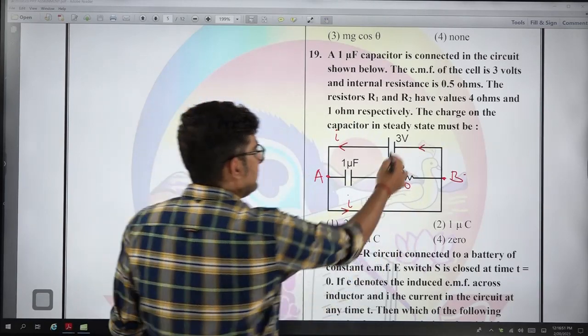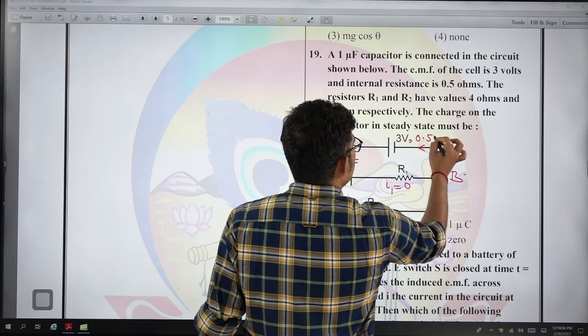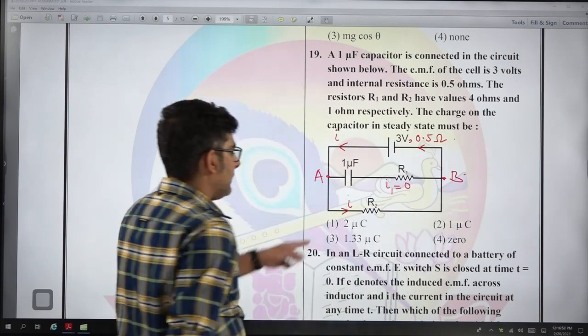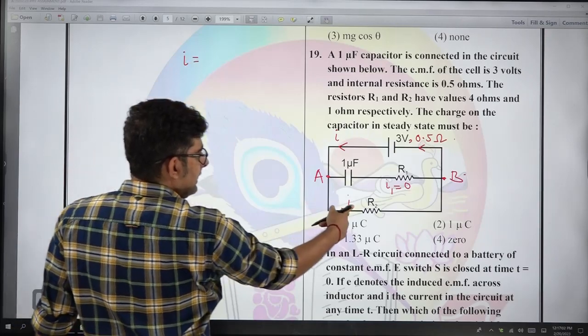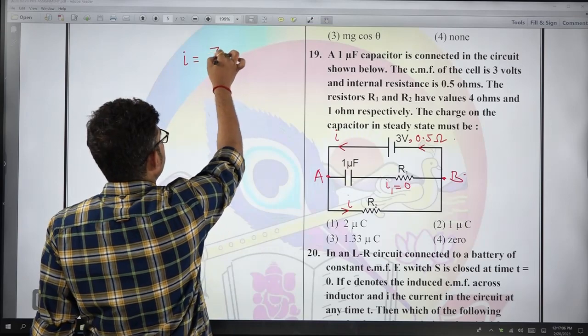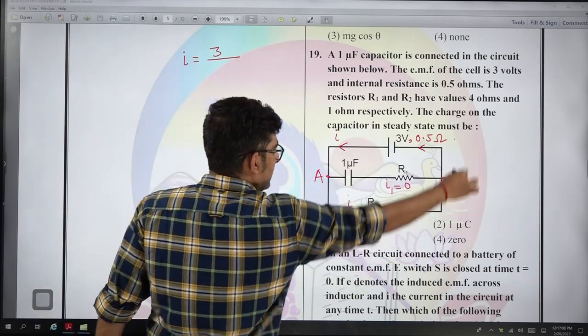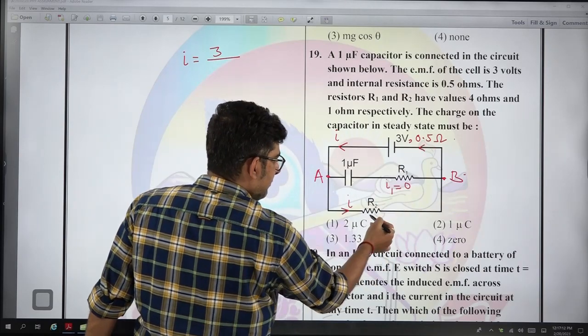That means whatever current is coming from the battery will flow here only. Understood? Now this cell has an EMF and internal resistance also. How much? 0.5 ohm. So first of all quickly find I. Why I am finding I, you will understand. I is equal to, it is flowing in the upper part only. What is the total EMF? 3. Total resistance of the circuit, upper part. This one is not having any current. 0.5 plus R2.